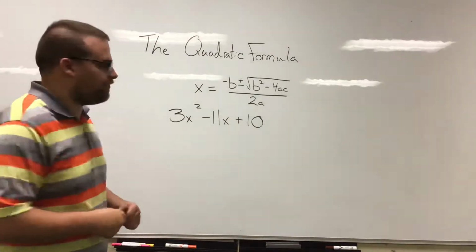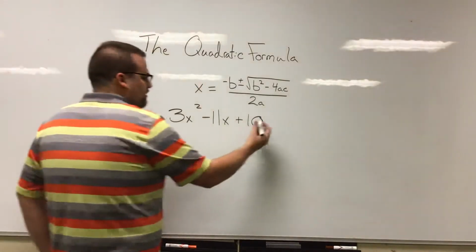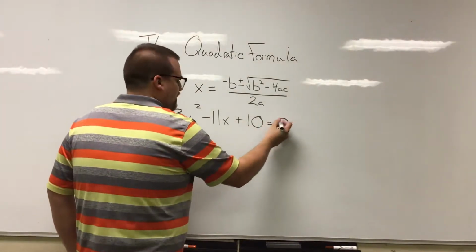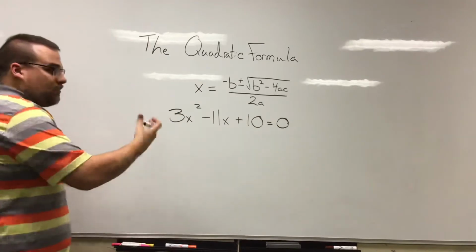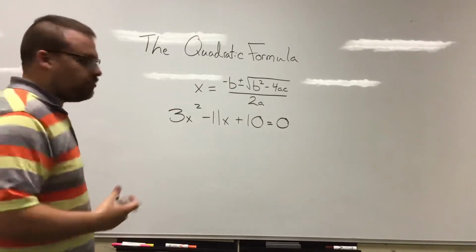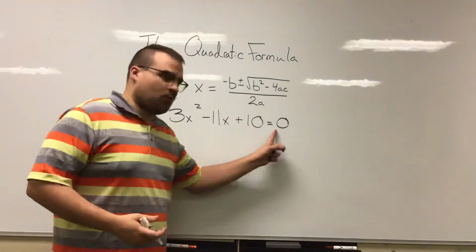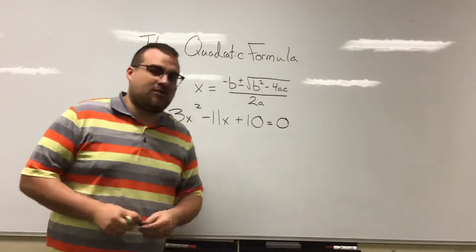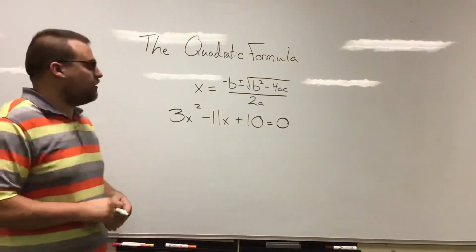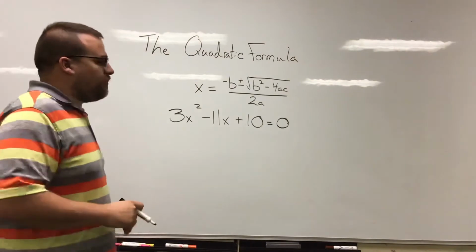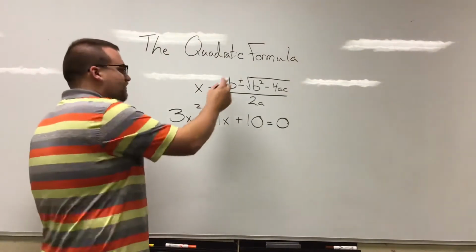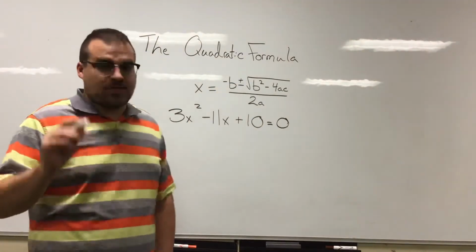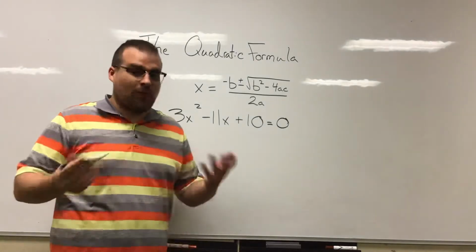traditional methods. So let's say we have this polynomial here, 3x squared minus 11x plus 10 equals 0. That's the important part. Never forget, it has to equal 0, no matter what. And we have the quadratic formula here. Negative b plus or minus the square root of b squared minus 4ac all over 2a.